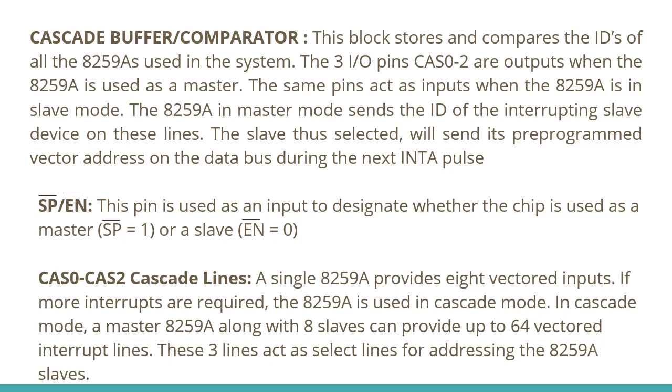Next is the CAS0 to the CAS2. Like I said, these are the cascade lines. A single 8259A, as we discussed before, has got 8 vectored inputs from IR0 to IR7. If there are more interrupts that are required, then the 8259A can work in cascaded mode. That is, more than one 8259A can be connected in a cascaded manner. In a cascade mode, the master 8259A along with 8 slaves can provide up to 64 vectored inputs. Like we discussed before, these lines, that is CAS0 to CAS2, act as select lines for addressing the 8259A slaves.